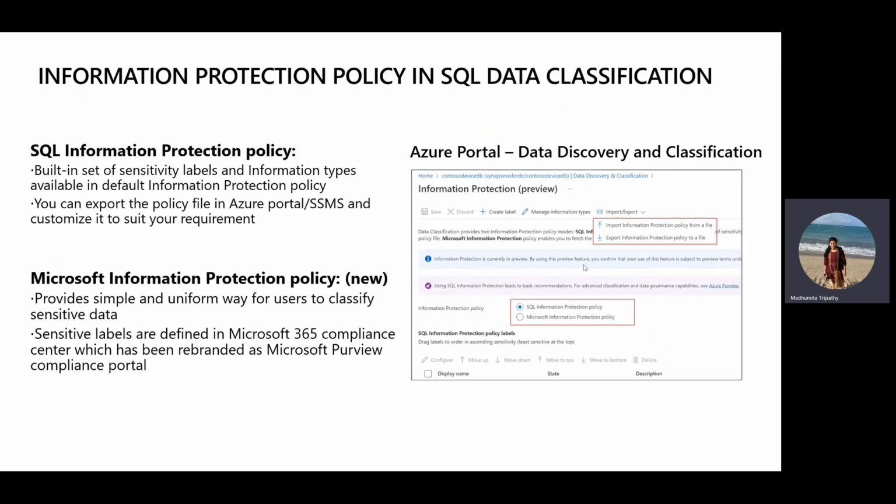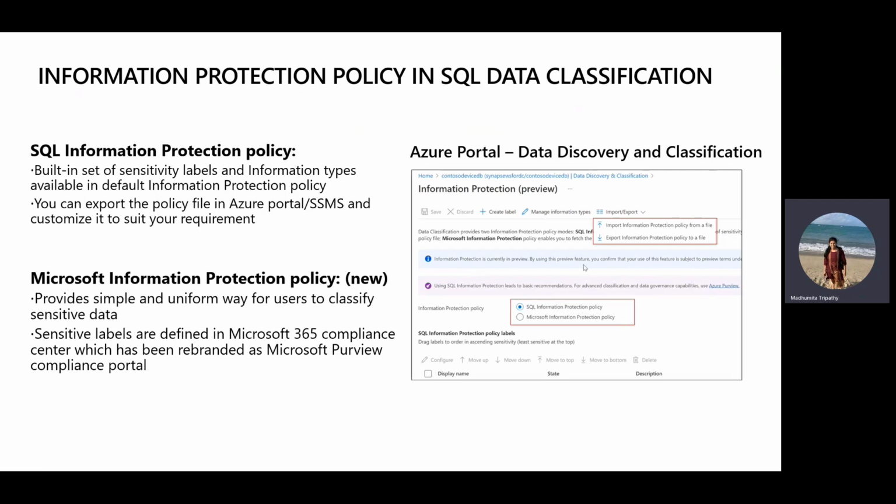These are the different information protection policies that SQL data classification supports today. We already had the SQL Information Protection policy. The feature that we GA'd recently in April is Microsoft Information Protection policy integration. I was talking about the default sensitivity labels and information types that SQL provides by default, right? That comes from the SQL Information Protection policy that is inbuilt.